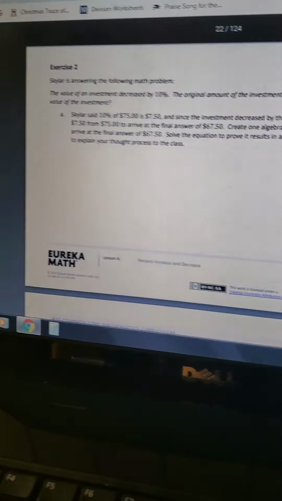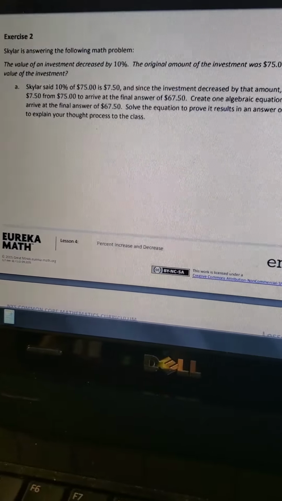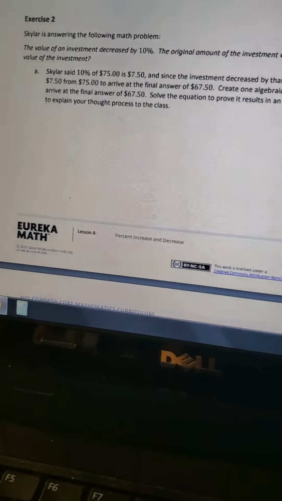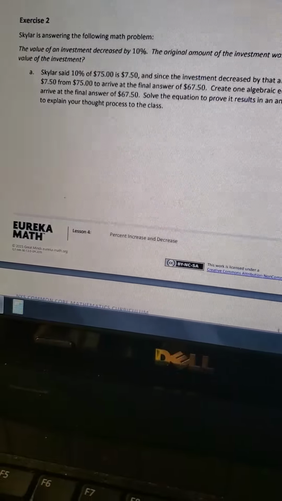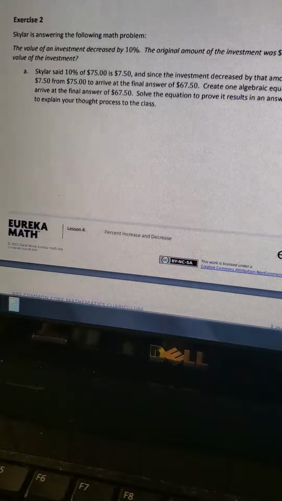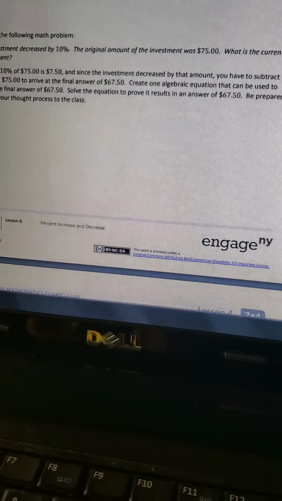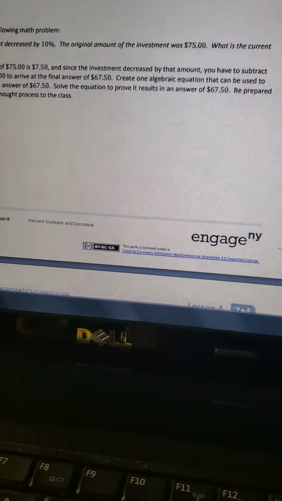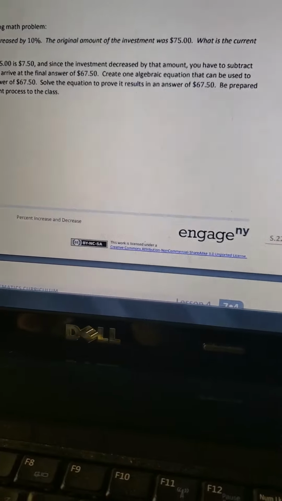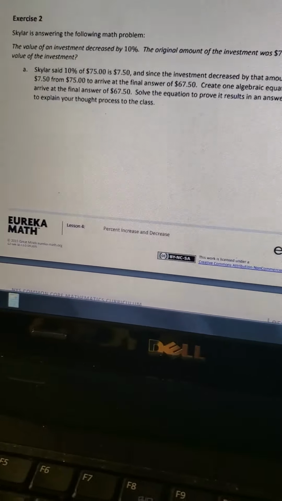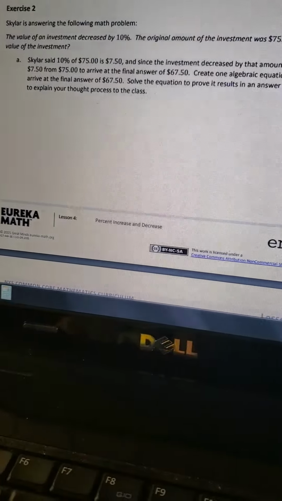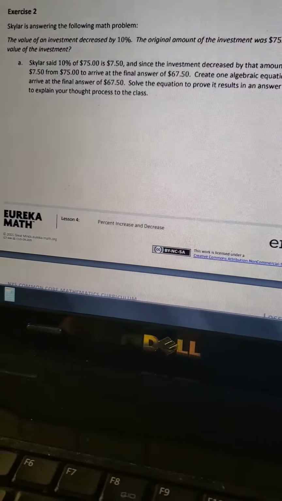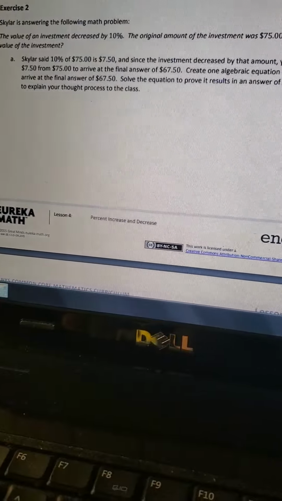All right, so this problem actually is kind of simple. It says, Skylar is answering the following math problem. The value of an investment decreased by 10%. The original amount of the investment was $75. What is the current value of the investment? So it says Skylar said 10% of $75 is $7.50, which makes sense.